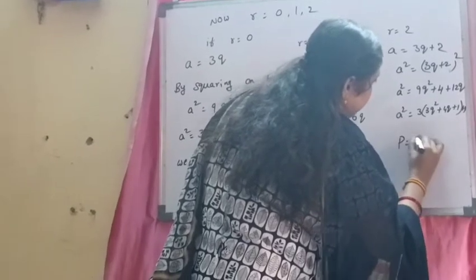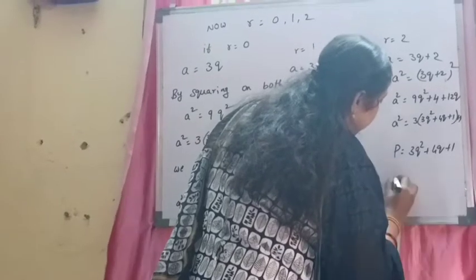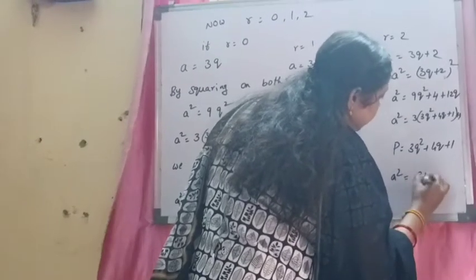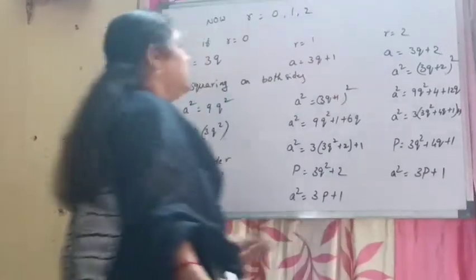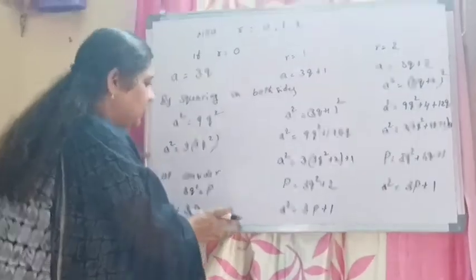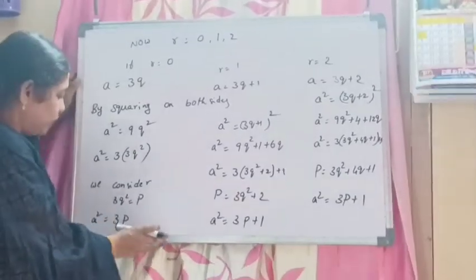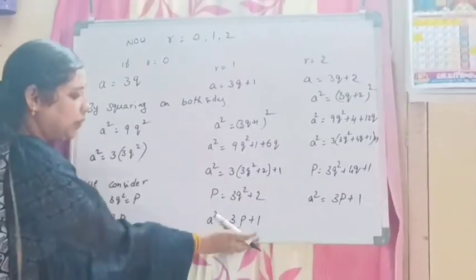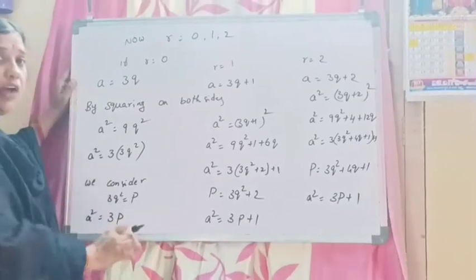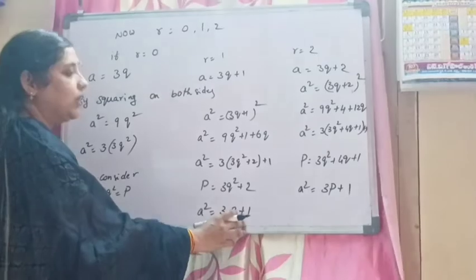p is equal to 3q square plus 4q plus 1. Then a square is equal to 3p plus 1. So the square of any positive integer is of the form 3p or 3p plus 1. Therefore, the square of any positive integer is of the form 3p plus 1.